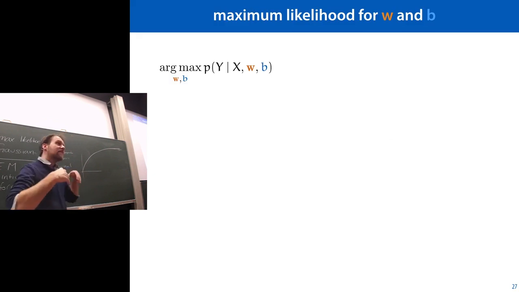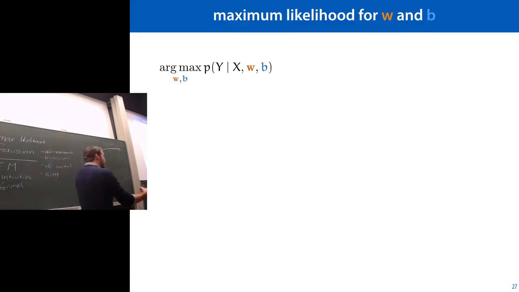That means if we want to maximize the likelihood of these parameters of our linear model, the parameters of the line, given some data, Y and X, that this is our maximum likelihood objective. We want to maximize the probability of Y given X, W, and B.